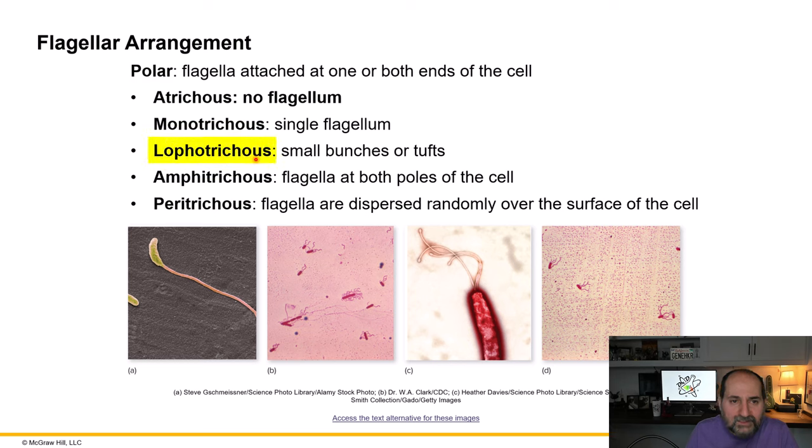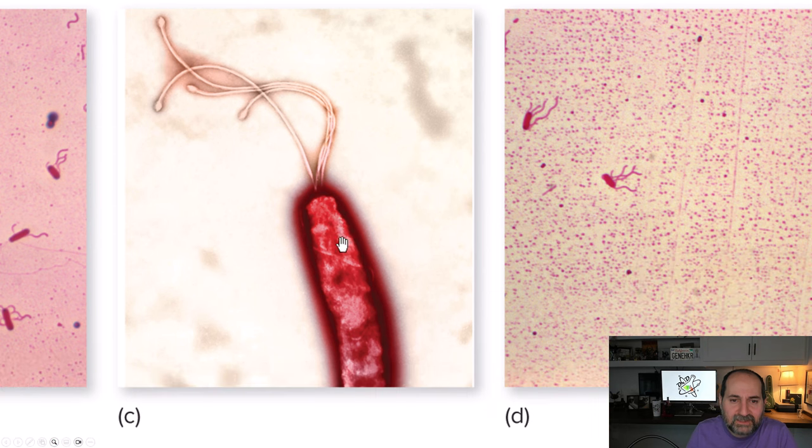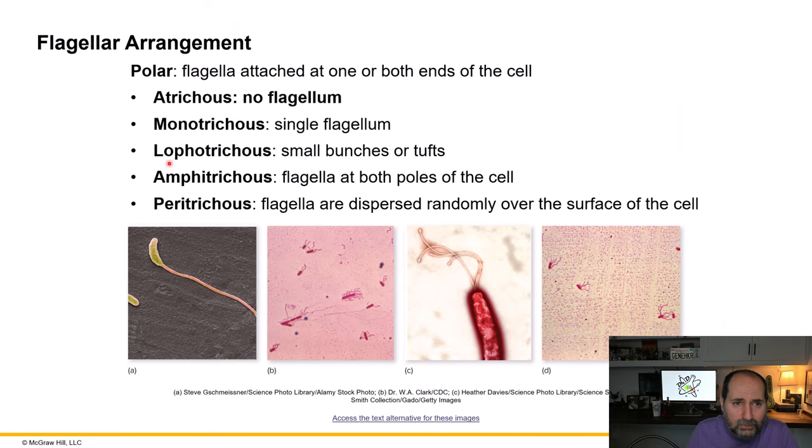Now, lophotrichous bacterium, they have a small bunch or a tuft of flagellum at one spot. So for instance, look at this bacterium. You see how it has like three or four flagellum at that one spot? That's known as a tuft. Lophotrichous bacterium have a tuft. They have several flagellum at one particular spot. Amphitrichous bacterium, they have a flagella at both poles of the cell, so they have one at each end of the cell. Peritrichous bacterium, these are superstars in motility because they are completely surrounded with flagellum.